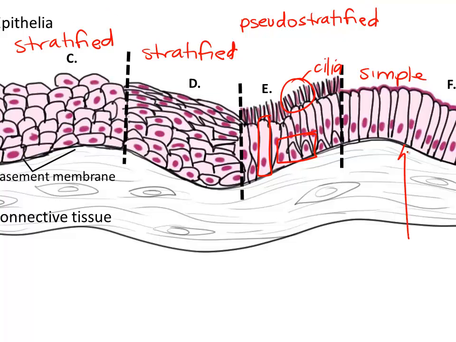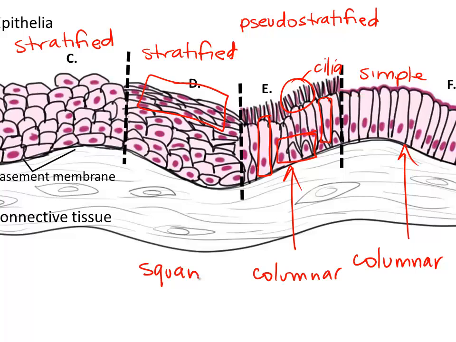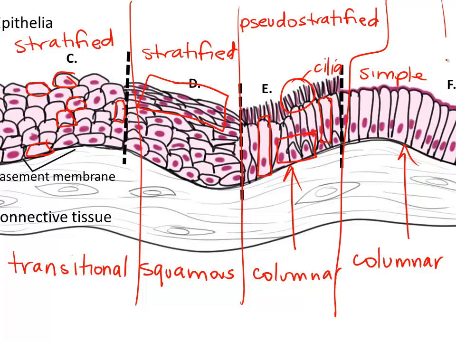The other thing we need to know is the shape. So we see columnar, again, mostly columnar. At the top of this one, they're mostly squamous or flat, and so we call it squamous. And in this one, they're kind of cubes and kind of columns and lots of cubes, so we call it transitional. So those are examples of the epithelia we need to learn for class.